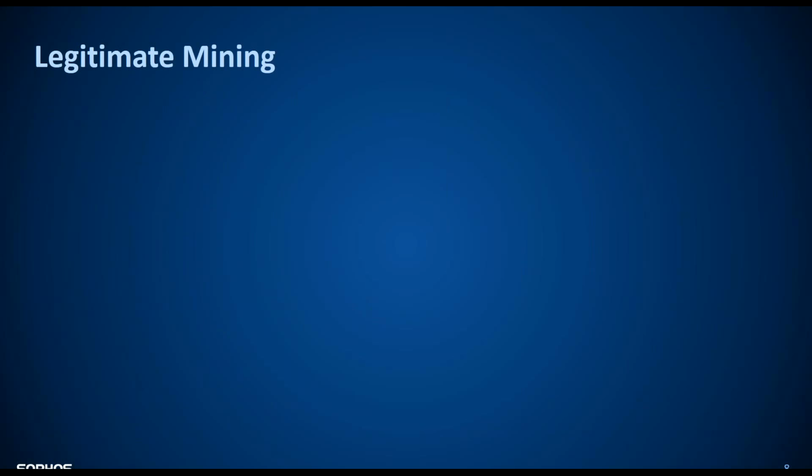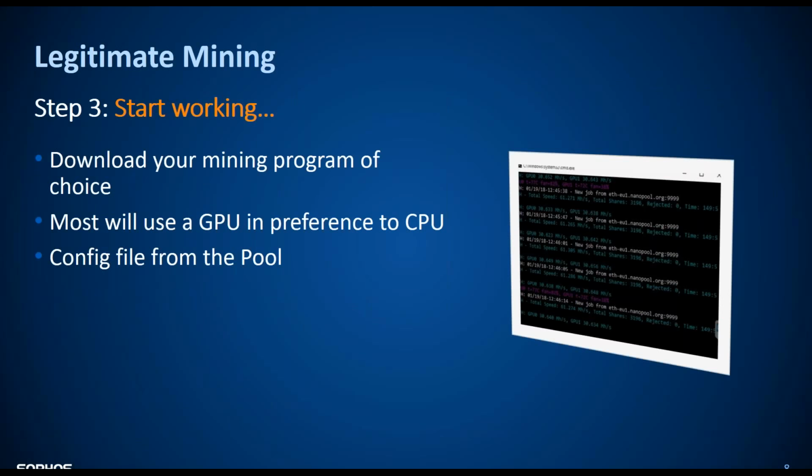So what's the third step? Well, the third step is that you start working now. So what do we want to do? We are downloading a mining program of your choice or the one that's recommended by the pool you have joined. Typically it will use GPU in preference to CPU because the GPU can perform these mathematical operations much faster than a CPU, and you will get a configuration file from the pool, so you are joining forces with all the other people out there.